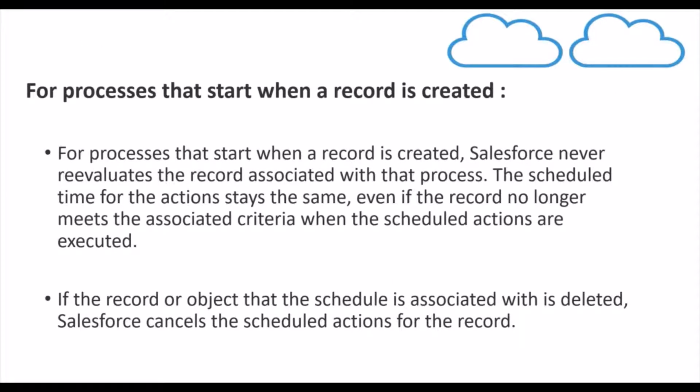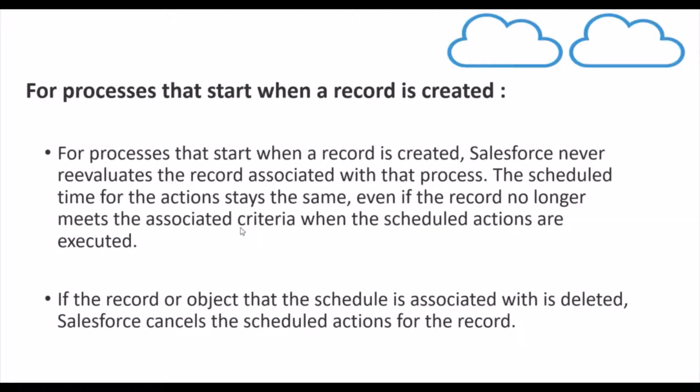Okay, so there are two ways in which scheduled actions could be created. First is when we select when a record is created as criteria, right? So we'll look into points specific to this first. For processes that start when a record is created, Salesforce never re-evaluates the record associated with that process. So the schedule time for the action stays the same even if the record no longer meets the associated criteria when scheduled actions are executed.